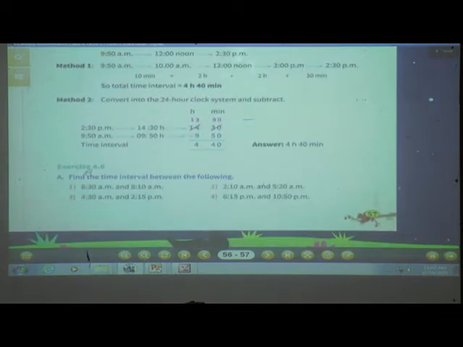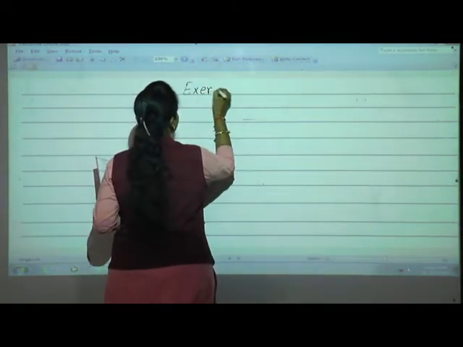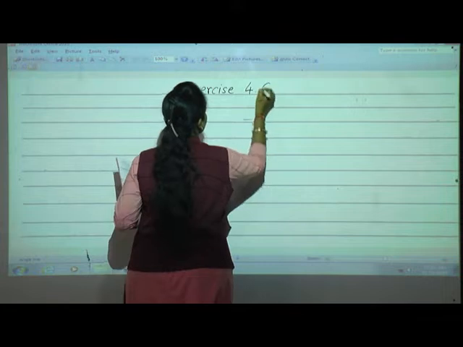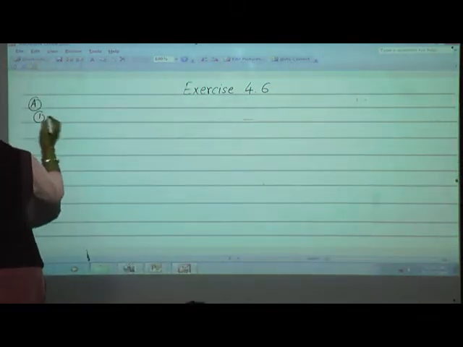Now we will solve our exercise 4.6. What is the first question? Find the time interval between the following. We will solve. First one I will solve for you.